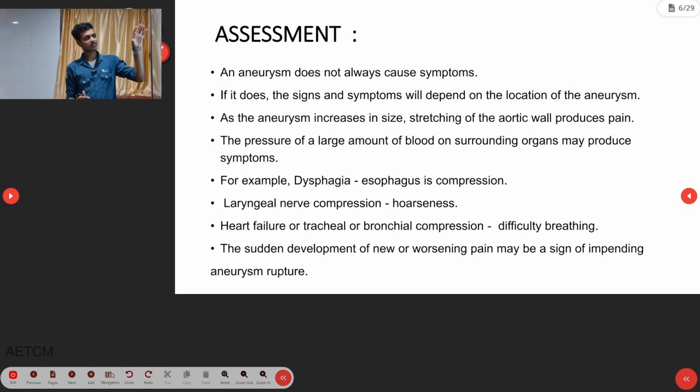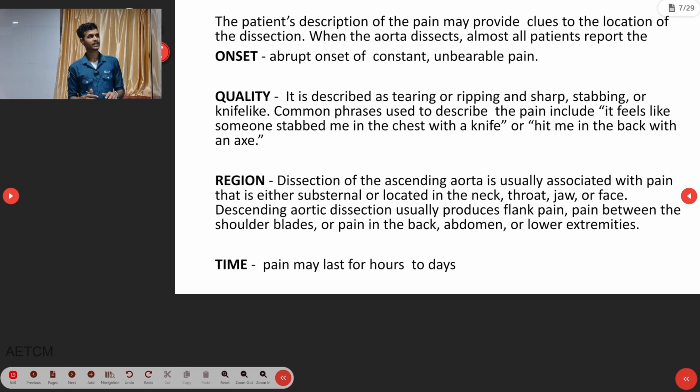Again, as the aneurysm increases in size, stretching of the aortic valve will produce the pain, and then the pressure of the large amount of blood on surrounding organs may also produce symptoms. If the bulge is a mass, it will put pressure over the nearby organs. If it is compressing the esophagus, that will cause dysphagia. If it is compressing the laryngeal nerve, it will cause hoarseness of voice. If it is compressing the tracheal or bronchial region, it will cause difficulty in breathing. Those are some of the symptoms that will arise.